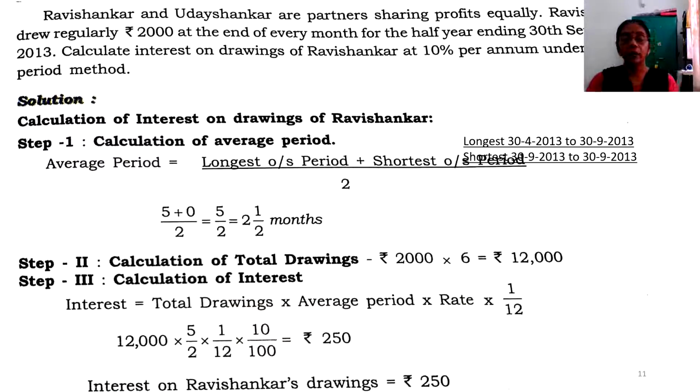So you don't have to make any table on this. Even this longest and shortest period, what I have done as working notes on my right side, is an optional one. If you can think over and draw up the longest and shortest period, that would be sufficient for working on this particular question.